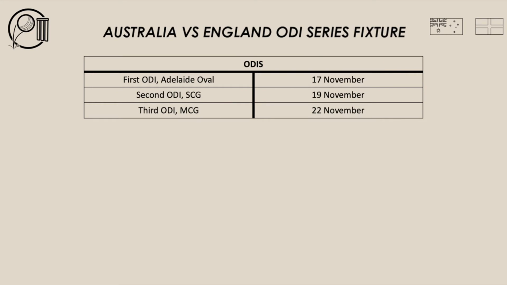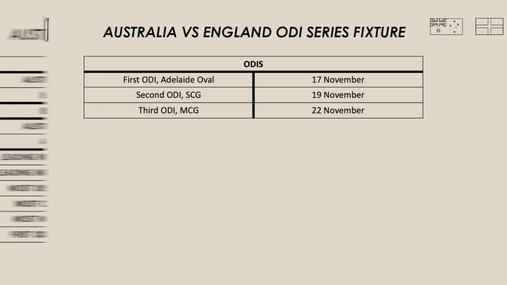Let's have a look at the ODI Series Fixture between Australia and England. The first ODI will be played at the Adelaide Oval on November the 17th. The second ODI will be played at the SCG on November the 19th. And the third and final ODI of the series will be played at the MCG on November the 22nd.